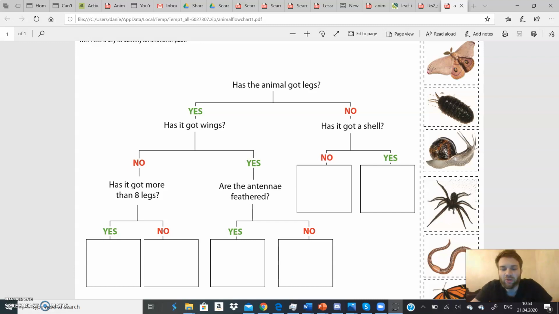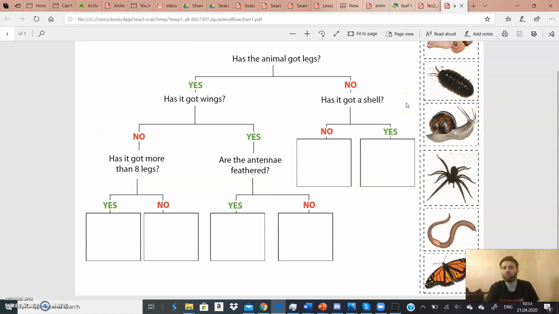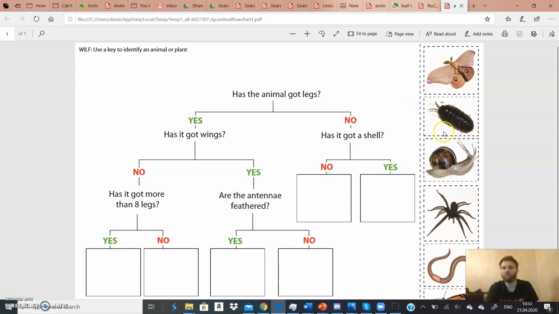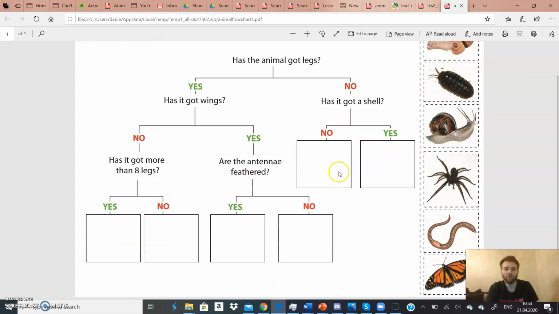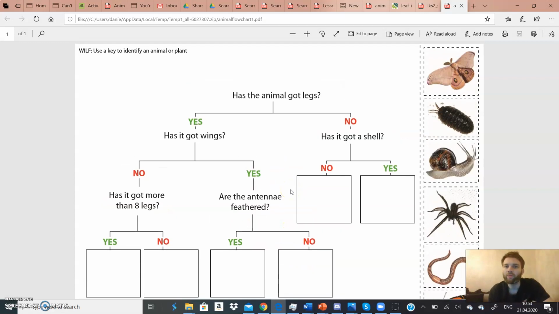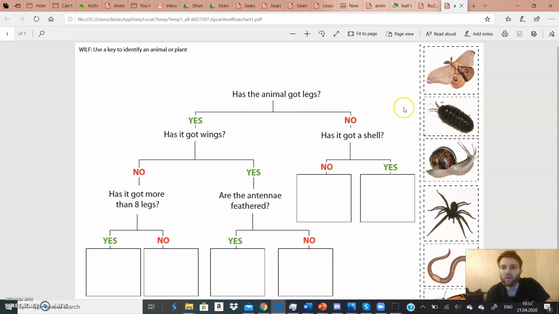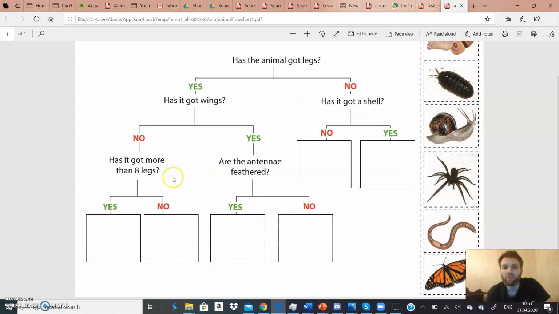What I'd like you to do is, on some paper today, have a go at copying out this classification key with the lines and the questions in the same places. And what I want you to do is draw the animals you can see here in the boxes on your piece of paper. So you've got to follow the key to find which animal goes into which place. There are 1, 2, 3, 4, 5, 6 animals.